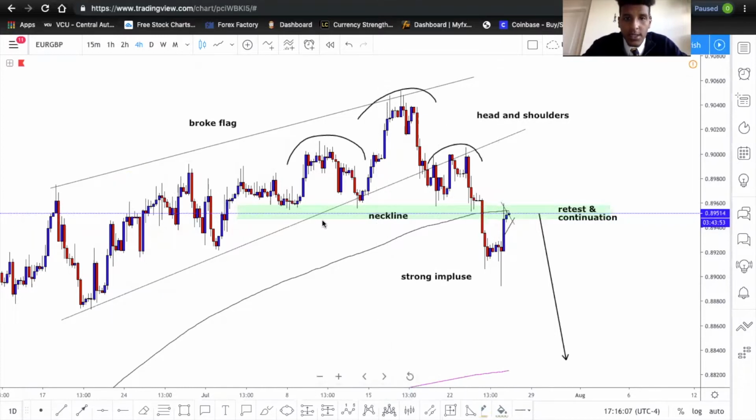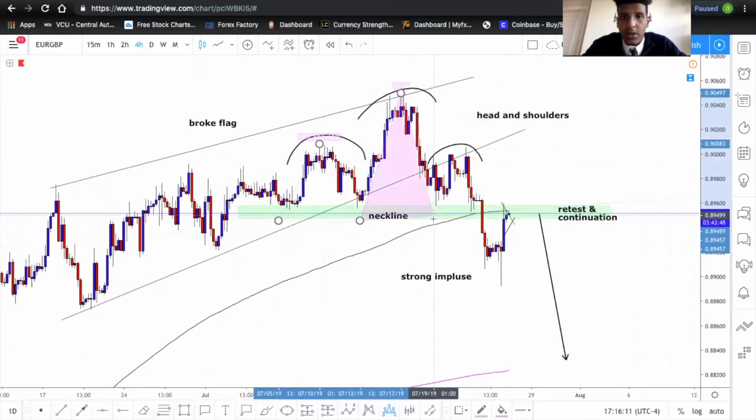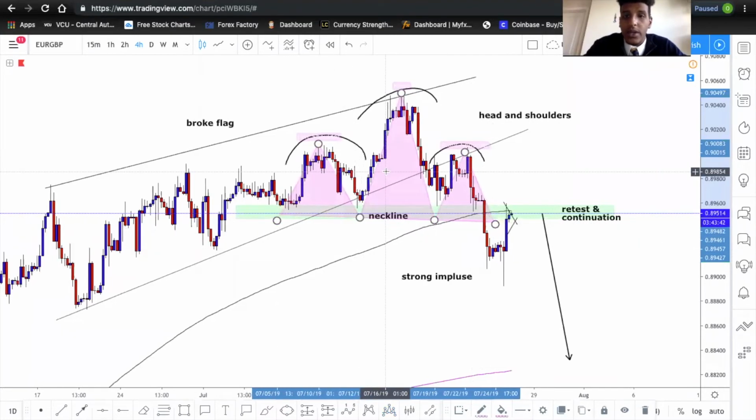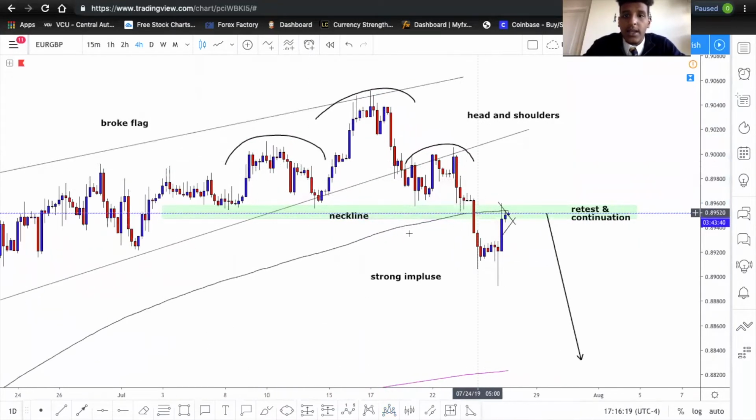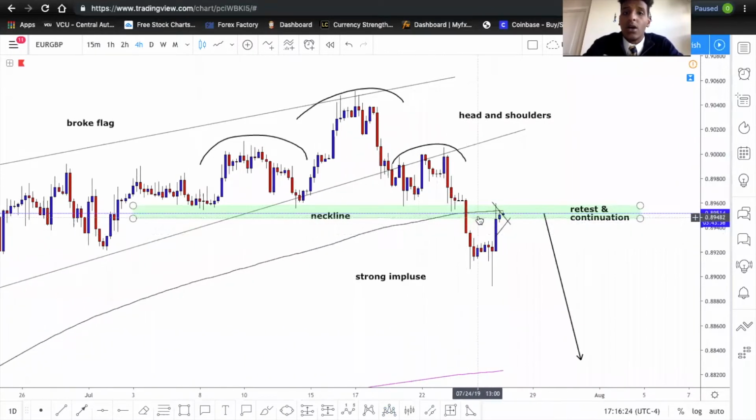The reason I say that, it is creating a head and shoulders formation, you guys. So it is creating our head and shoulders, retesting our neckline. We do have some confluence with our moving average as well, support to resistance. Again, our head and shoulders break a flag. So we're stacking confirmations on this trade.